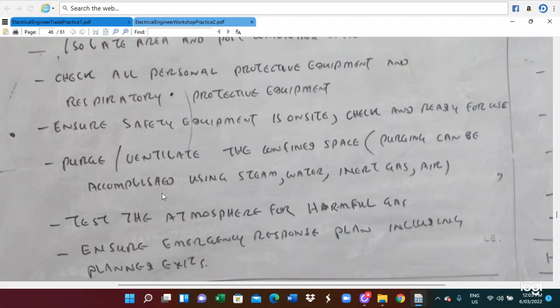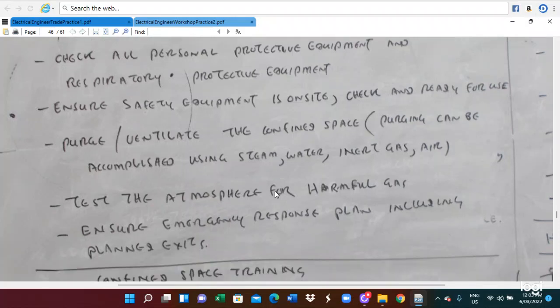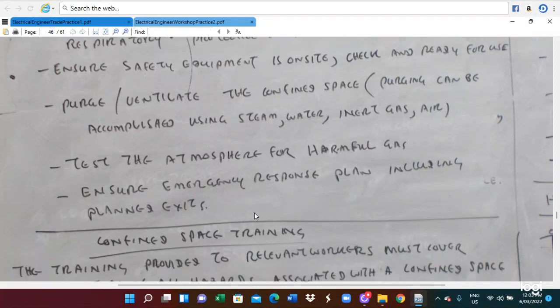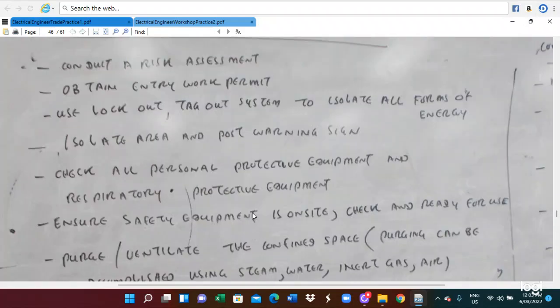So purging can be accomplished by using steam, water, or inert gas or air. Test the atmosphere for harmful gas and ensure the emergency response plan and rescue plan are in place, including the planned exit. So those are the confined space procedures.